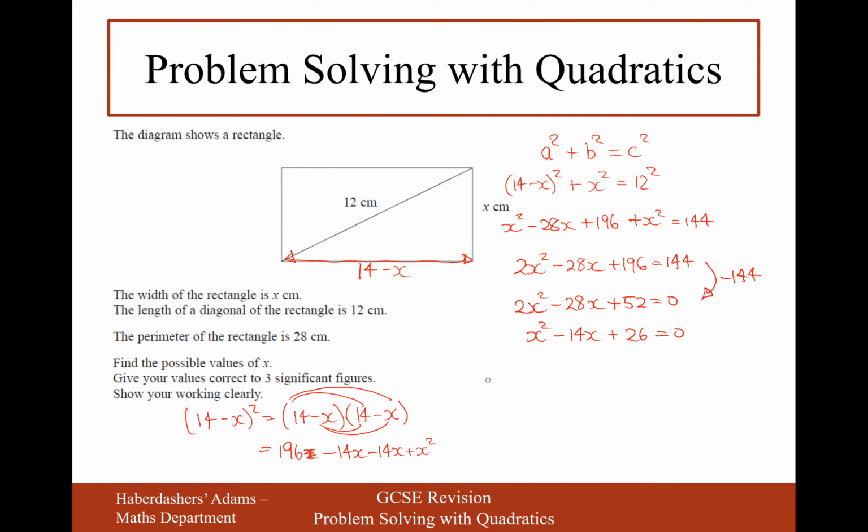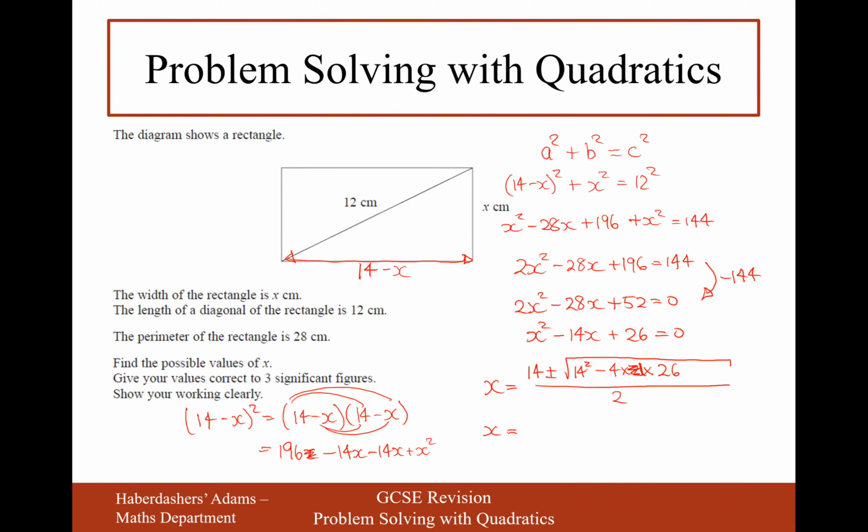Okay, and now this needs solving, so I'll pull out my quadratic formula. It's going to be minus b, but b's already a minus number, so that will now be 14, plus or minus the square root of b squared, that's 14 squared, minus 4 times a times c, so times 1 in this case, because a is 1, times c is 26, over 2 times a, so that'll just be over 2.